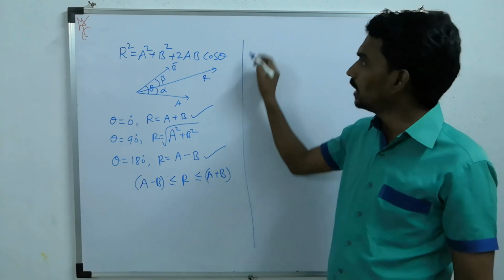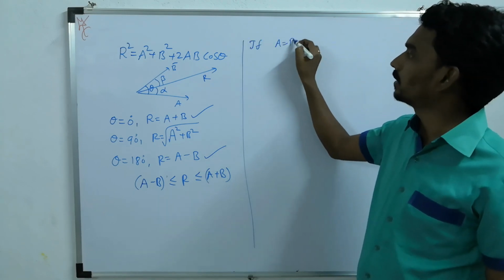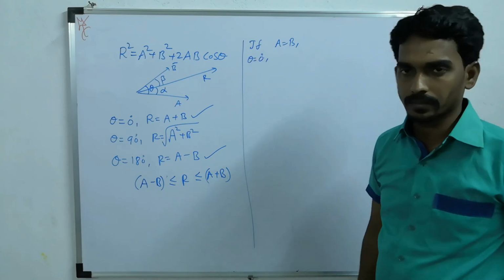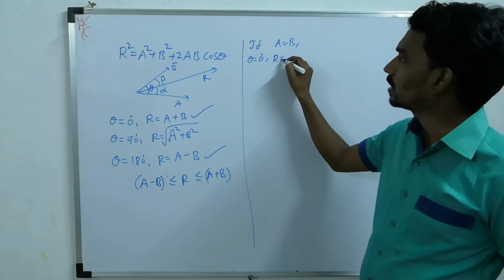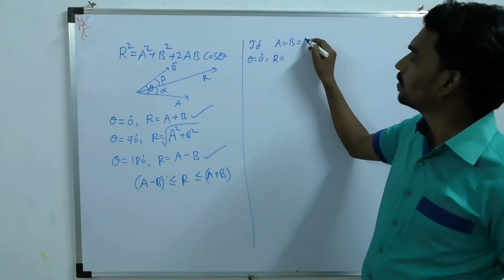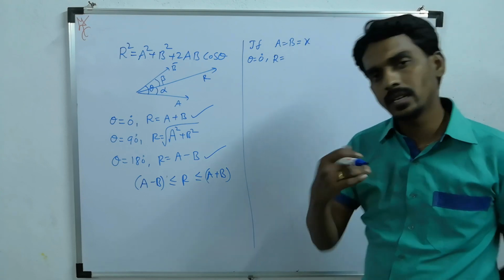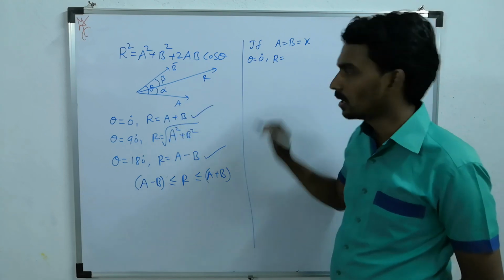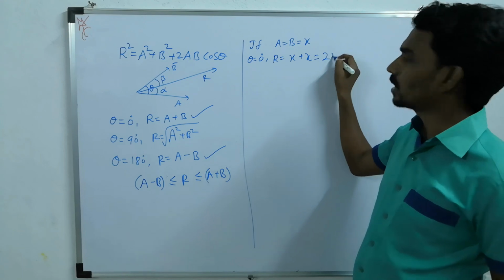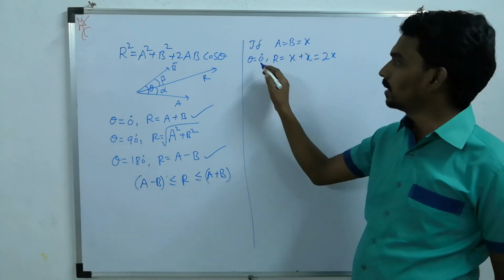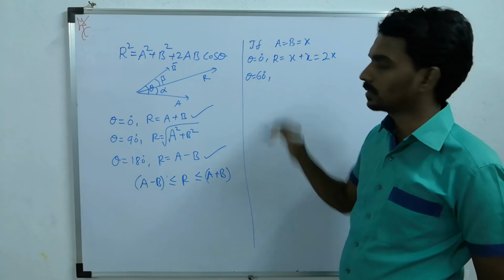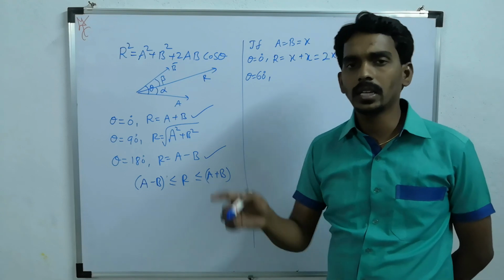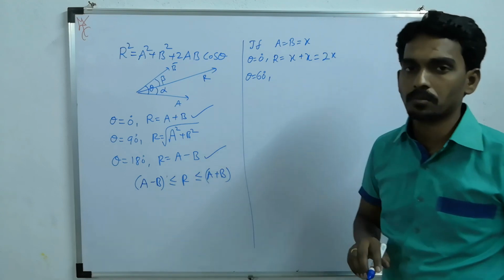Now, if a equals b, and both are parallel, then what is the resultant? Both vectors are the same. Let's say the magnitude is x. A is x, b is also x. Then what is the resultant in the first case? A plus b. A is x, b is x. So the resultant is 2x. Similarly, theta 60. Why do we take 60? Because the equilateral triangle is often taken in the questions. That's why theta 60 is important.